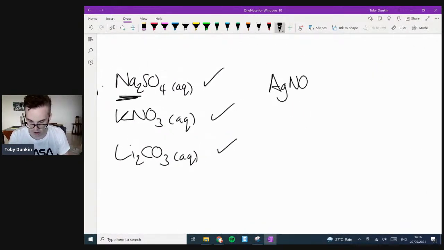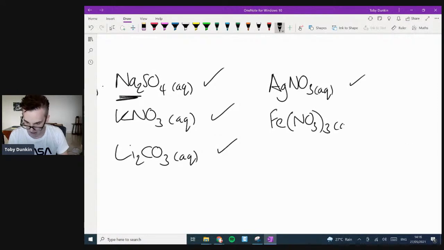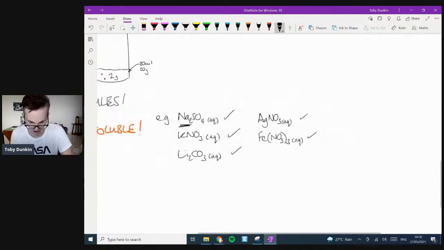Silver nitrate, got to know that one, guys. Really important for A-level and GCSE. Soluble, aqueous. Let's go for iron 3 nitrate. Soluble, because it's a nitrate. They're all soluble. Winner. How good's that? Just soluble, soluble, soluble. Winner.